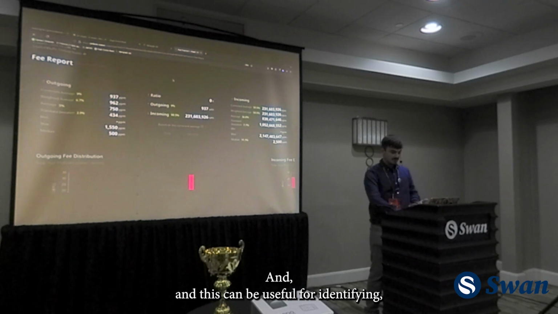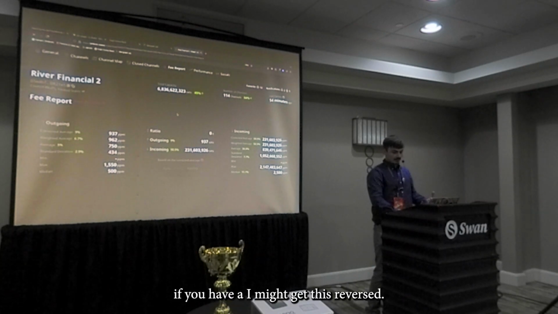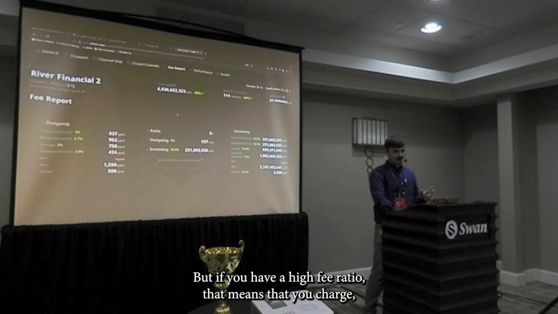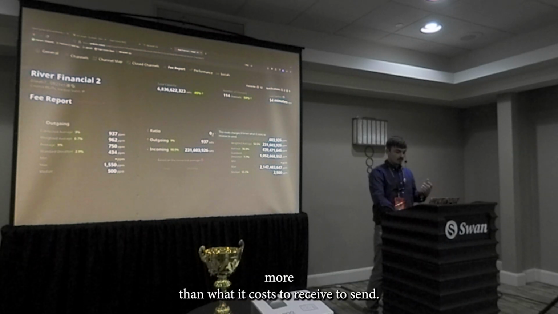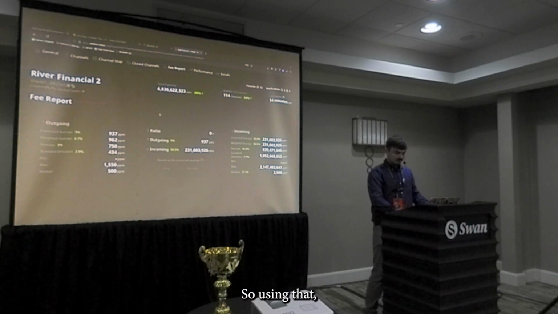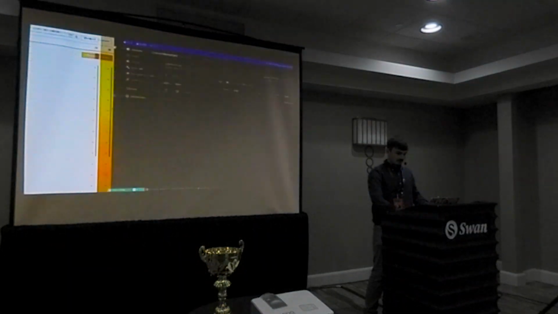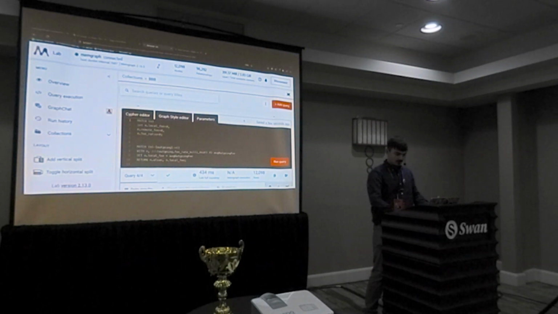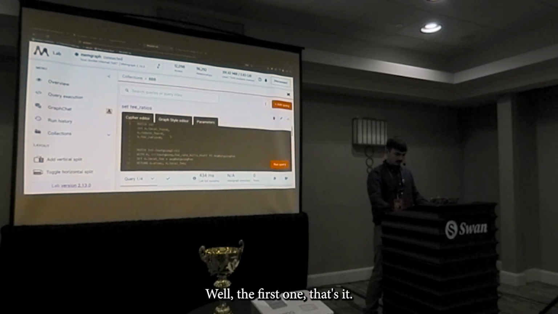And this can be useful for identifying sources and sinks in the network. I might get this reversed, but if you have a high fee ratio, that means that you charge more than what it costs to receive to send. So you are very protective of your outbound liquidity. So using that, it will help us identify sources and sinks in the network. So let's just see what popped up. Well, the first one sets it.